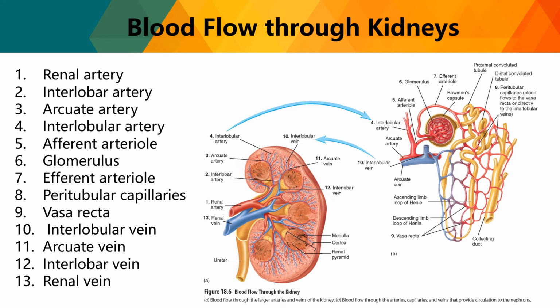After the vasa recta, it would go back to your arcuate vein, the interlobular veins, the interlobar veins, and then eventually your renal vein. So that's the complete blood flow through your kidneys.